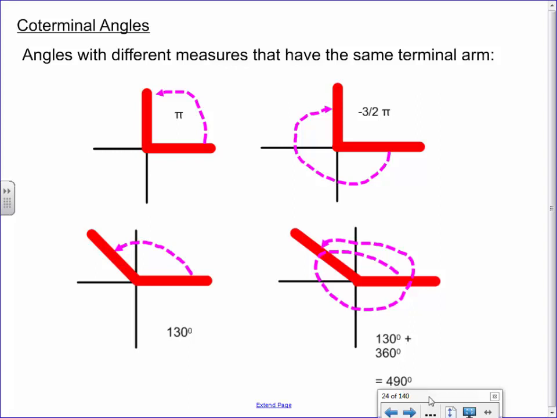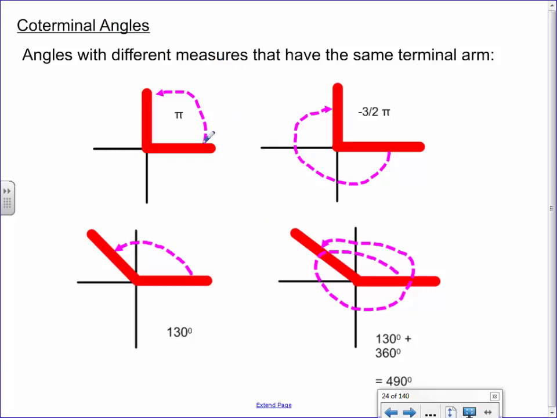I went a little slower than I wanted to, but I wanted to make sure I was thorough. What I want to describe here is one last piece of terminology. It's called coterminal angles. We already actually kind of know this concept. I just haven't used the vocabulary yet. Coterminal angles are angles with a different measurement, but they're in the same spot.